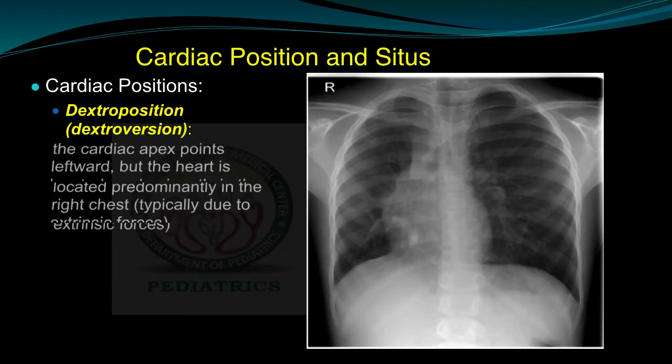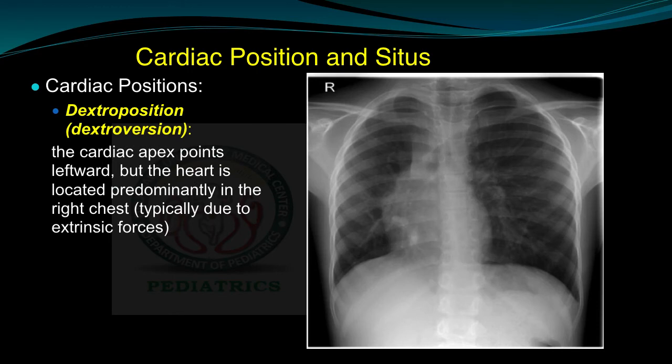Then the fourth is your dextroposition or the dextroverted heart, wherein the apex points leftwards, but the heart is located predominantly on the right chest, typically due to extrinsic forces like your atelectasis and your pneumothorax.